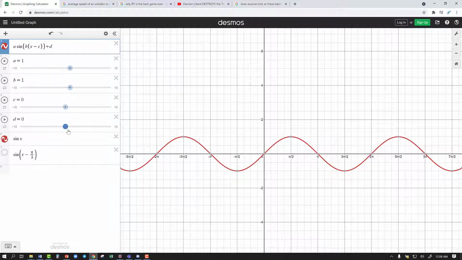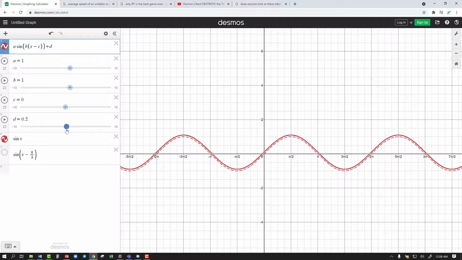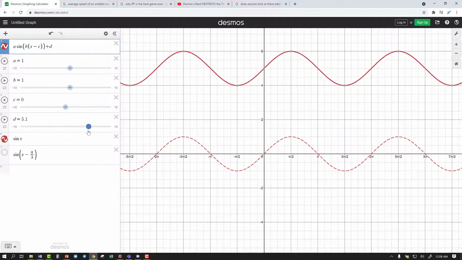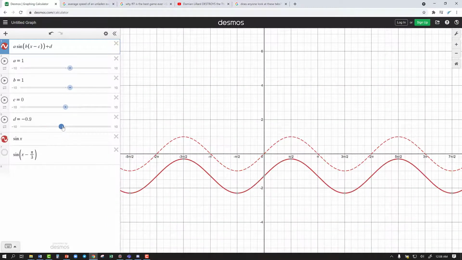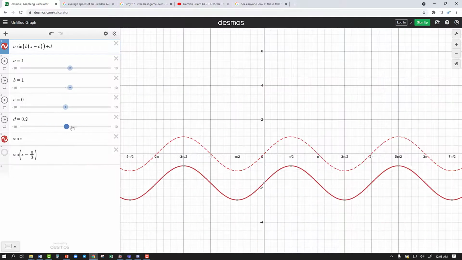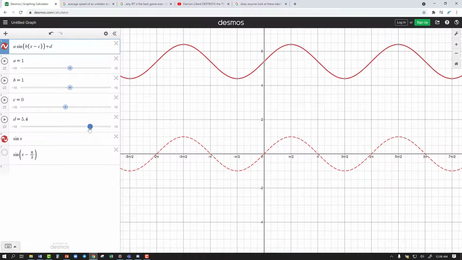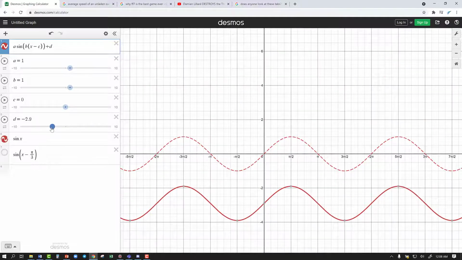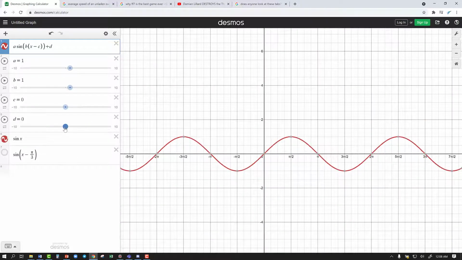What would happen if we changed D? So this would become like sine x plus something or sine x minus something. And the plus or minus is happening on the outside of the parentheses. All that's happening is it's shifting up or down, depending on what D is, right? And it's shifting in a way that you would expect. So plus D, plus 5.4, moves the graph up 5.4. Minus 2.9 moves the graph down 2.9. Okay, so that's all D does. It controls the vertical positioning of the sinusoidal curve.